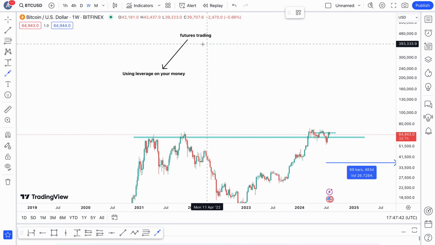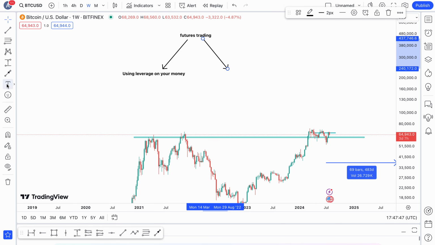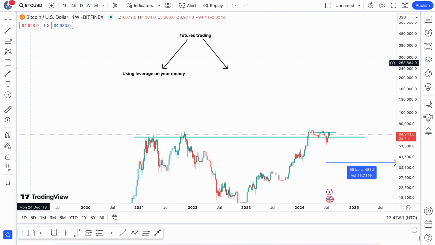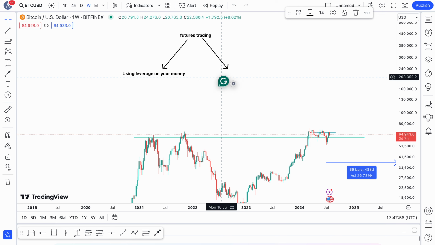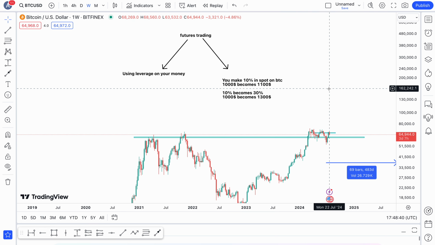So basically meaning, for the people who do not get it, let's just say you make 10% in spot on Bitcoin, right? So if you put in $1,000, $1,000 becomes $1,100. Now, let's say you use leverage on your position instead and you do an X3. Your 10% becomes 30%. Why? Because you just simply go X3. So your $1,000 becomes $1,300.